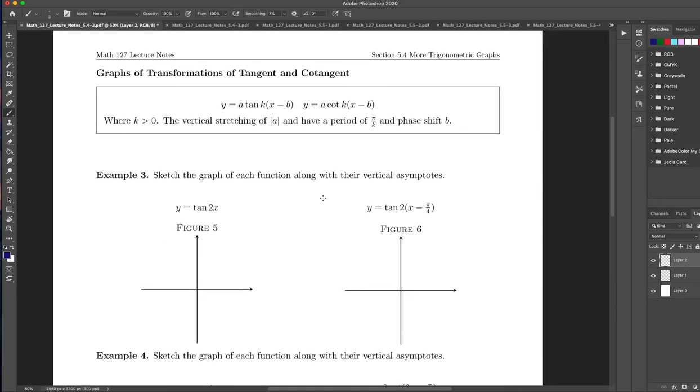All right, so we can do transformations of tangent and cotangent using the same thing we did before, where k is greater than 0. We're using vertical stretching of A, and so it's not the amplitude but how much you vertically stretch, in a period of pi over k. Since the period is pi over k, that will give us a new period, and our phase shift is B. Remember, our phase shift moves the 0 around, and so we'll do this slowly with you.